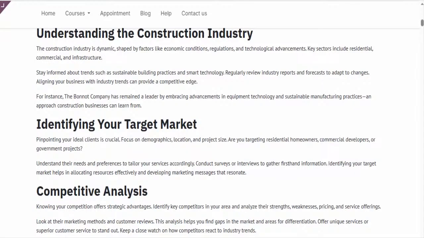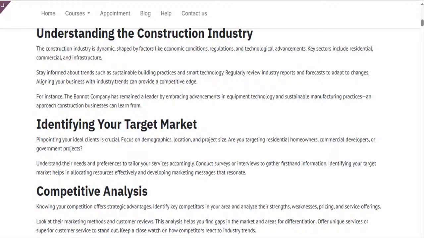Stay informed about trends such as sustainable building practices and smart technology. Regularly review industry reports and forecasts to adapt to changes. Aligning your business with industry trends can provide a competitive edge. For instance, the Bonnet Company has remained a leader by embracing advancements in equipment technology and sustainable manufacturing practices, an approach construction businesses can learn from.